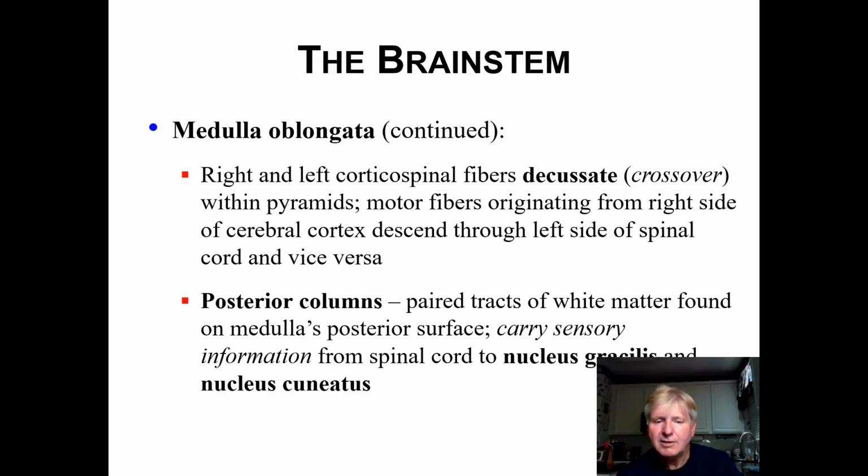The posterior or dorsal columns are paired tracts of white matter found on the posterior side of the medulla, and they carry sensory information from the spinal cord to both the nucleus gracilis and the nucleus cuneatus. Always remember, sensory information is always ascending fibers. The nucleus gracilis is taking sensory information from the lower extremities, and the nucleus cuneatus is taking sensory information from the upper extremities. But the dorsal columns are sensory.